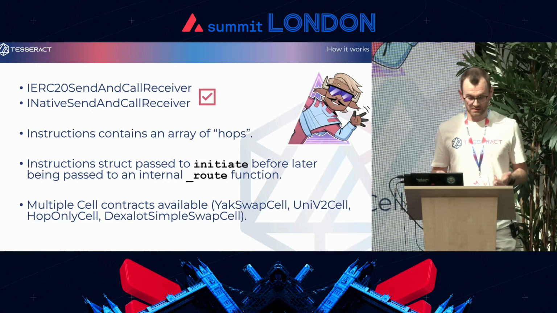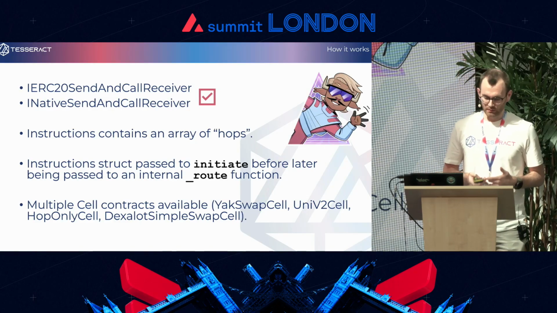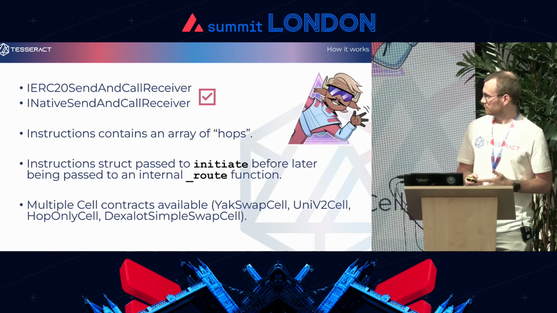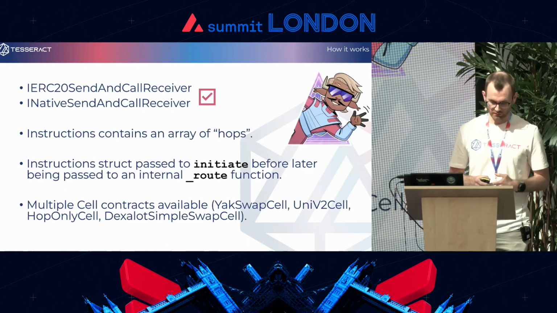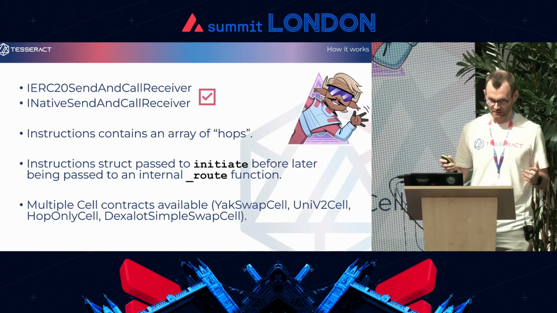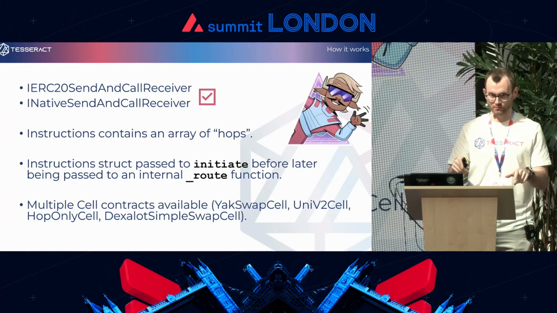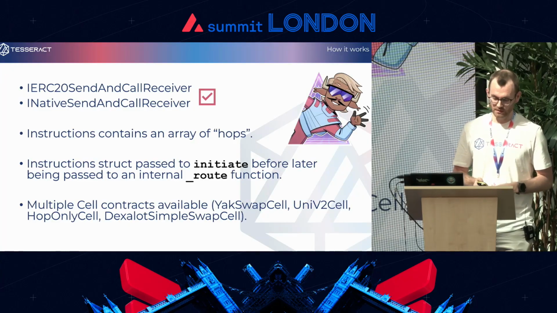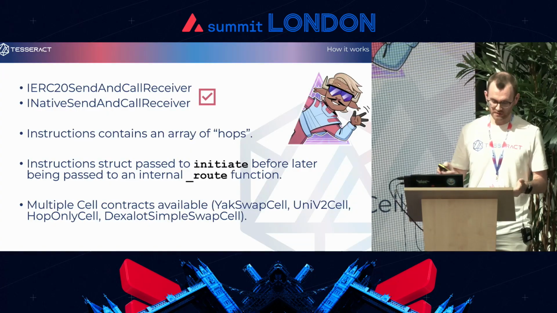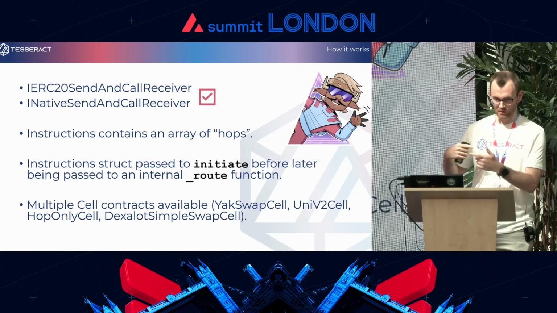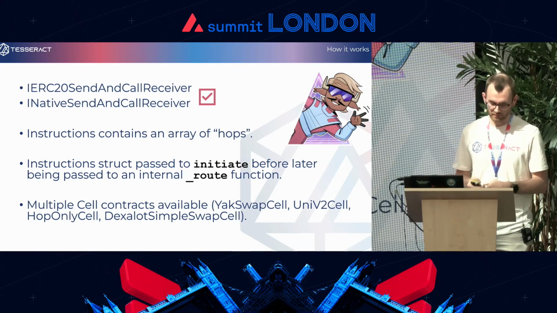Now, what do I mean by type of cell? It's worth saying at this point that we have multiple implementations of the cell contract, which all inherit from a common base cell contract. So at the moment, there's a yak swap cell, which makes use of the yak router, basically using yak swap behind the scenes, which I'm sure many are familiar with. We also have a univ2 cell for the scenario that an L1 just has a basic univ2 fork deployed on their chain. And we also have a hop-only cell for the scenario that there's no DEX on the chain, so no swaps being carried out there, and it just allows for hops on and off, or transfers on and off.